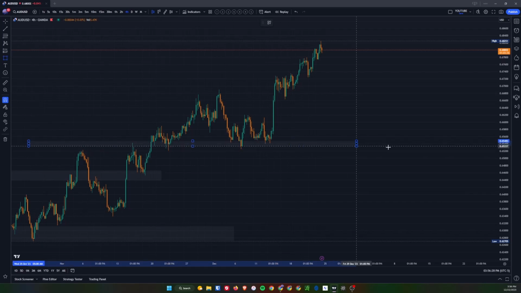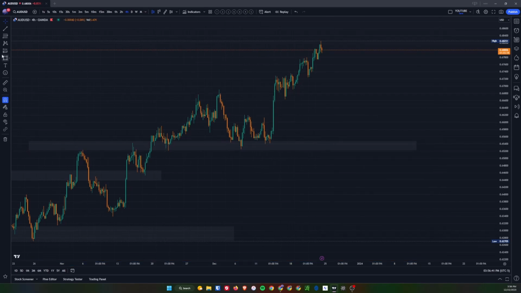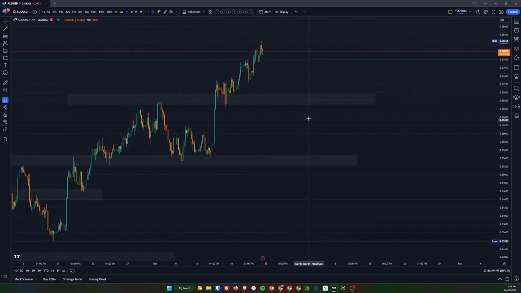Or resistance zone also. And this also is a support or resistance zone, depending on where in the price you're looking at. Support and resistance zone. Respected, respected, respected, respected, respected. Another support zone right here. Support or resistance zone. Resistance, resistance, support, support.